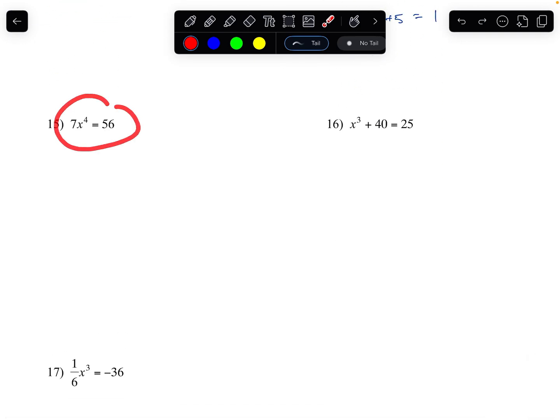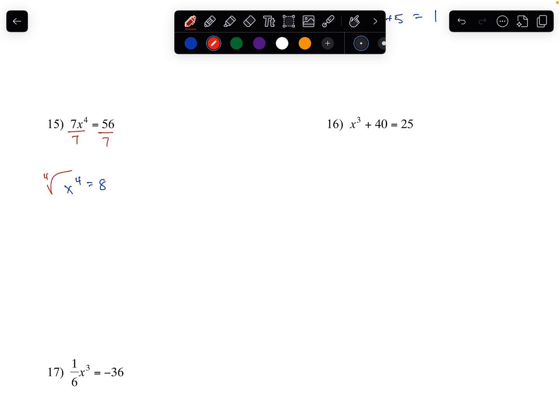All right, here, so I want to get this by itself. So the first thing that needs to happen is to divide by 7. So 56 divided by 7 is 8. So I get x to the fourth is equal to 8. And then I would go ahead and do the fourth root on both sides. And I'm going to get x is equal to, I know that this will be plus or minus because it is a fourth root of a positive.